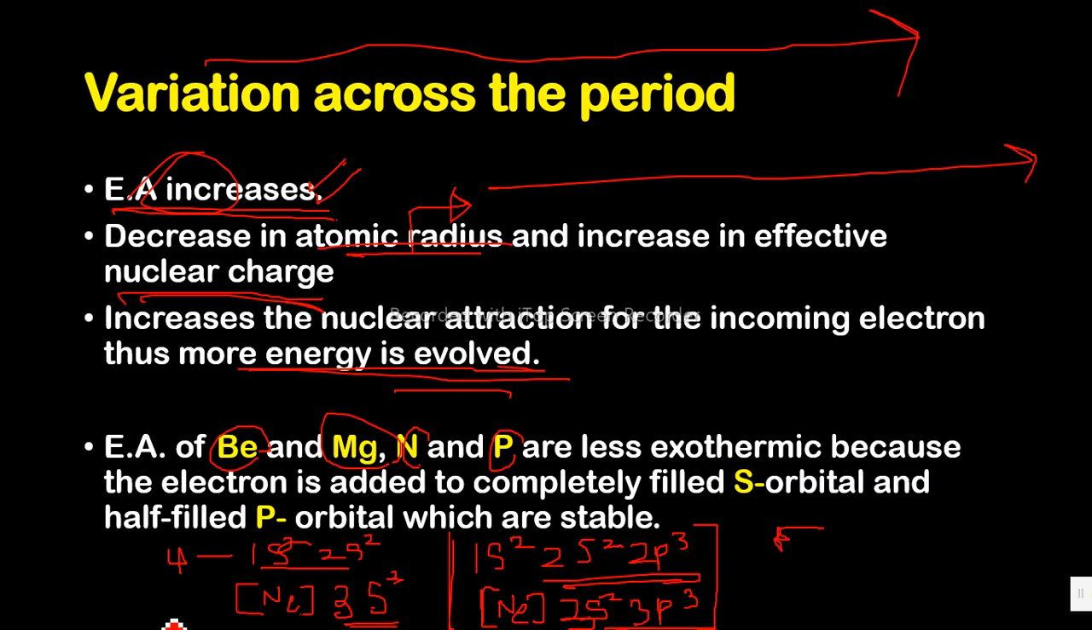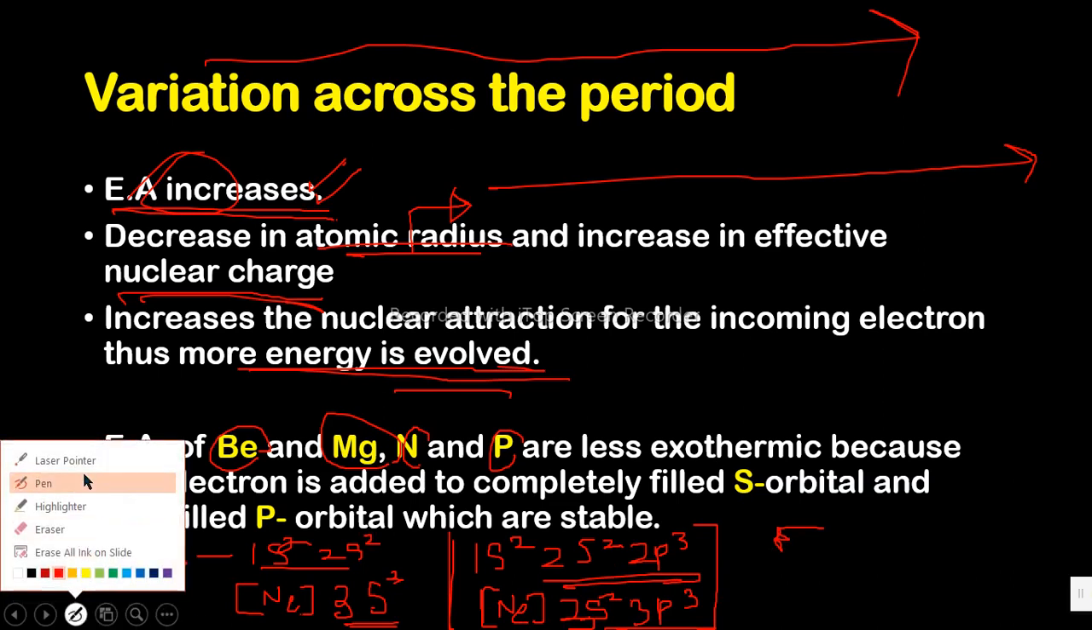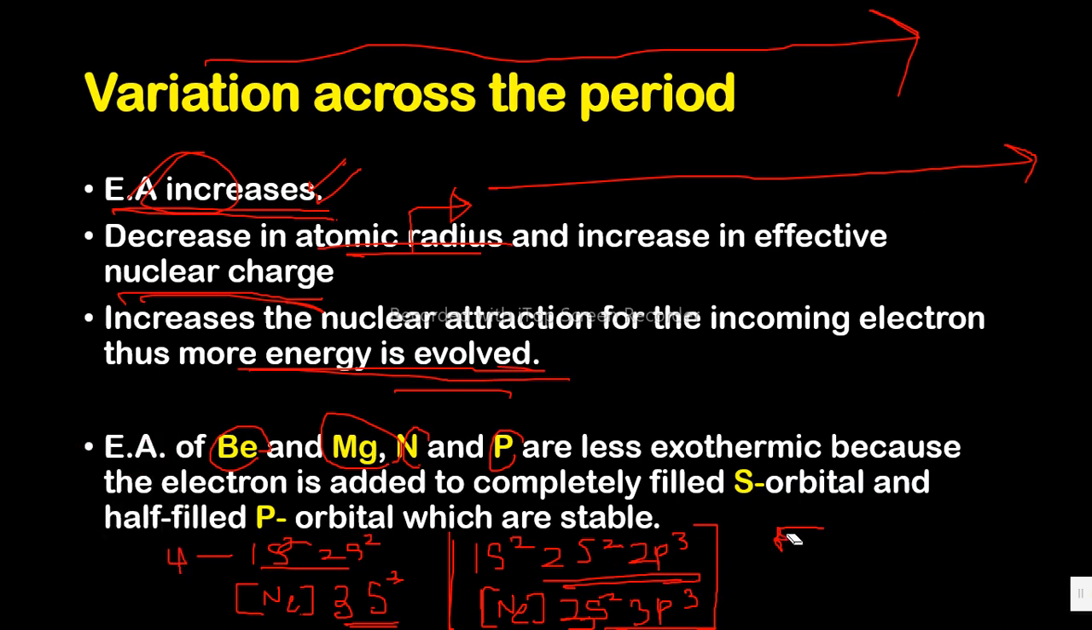So we are adding electrons on the 3p orbital, which is half filled. The p orbital has 3 suborbitals, so it is half filled. You have an electron here, an electron here, and also an electron here. So what does being half filled mean?